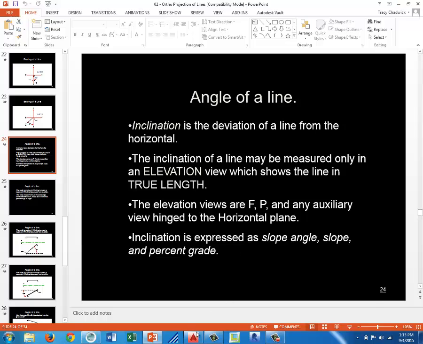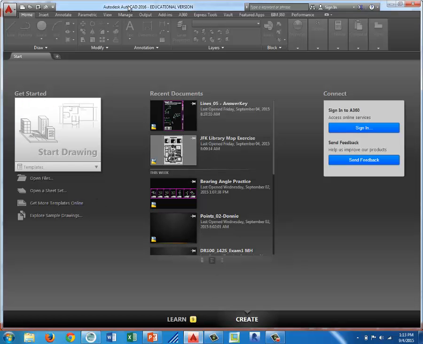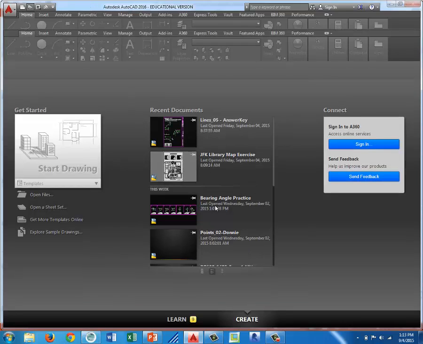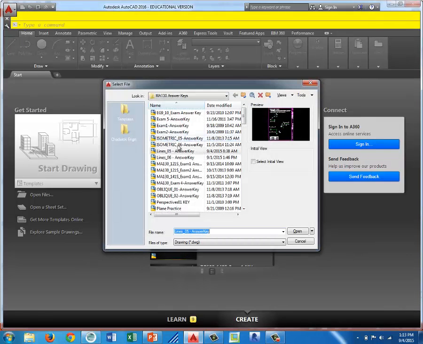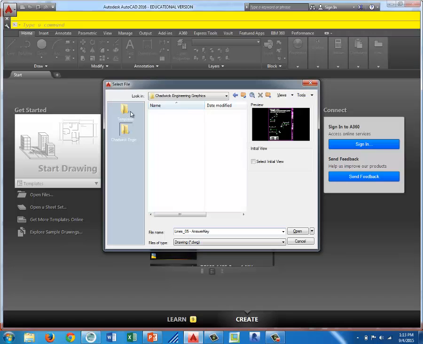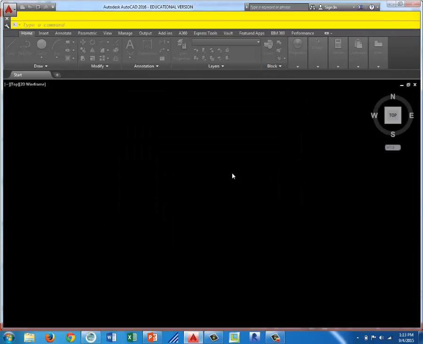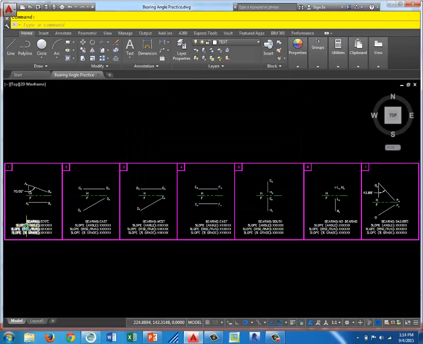So let's take a look at AutoCAD. You guys will remember the other day we did a bearing angle practice and we saved it to your class folder. So if you guys will open that one back up. If you didn't do it or you didn't save it, just go to new and the templates folder and the additional files and just do a new one from there again. But assuming that everybody saved it to your folder, we'll go back into bearing angle practice.